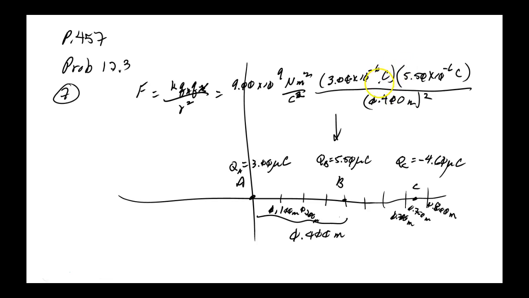Now, notice this coulomb times coulomb is going to wipe out the coulomb squared, and meter squared is going to wipe out meter squared. So you're going to come up with newtons. But remember, this one is going this way, so that's going to be to the right. So this is going to be a positive value because it's going to the right. You got all those EEs and EXPs and that kind of stuff.